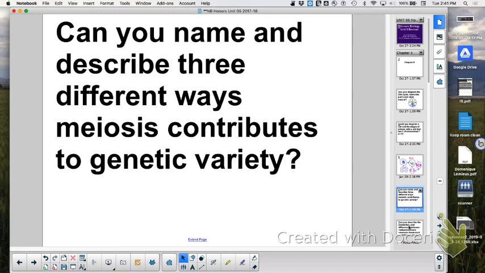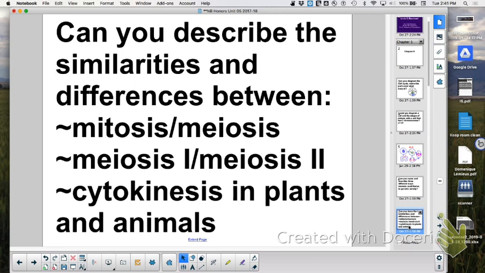All right, good job. Number 7, can you describe the similarities and differences between mitosis and meiosis? Which one makes clones? Which one makes 4 cells? Which one makes 2 cells? Good. Which one is done to a somatic cell? Mitosis. Which one is done when a baby is growing up into a child? Mitosis. What happens in your ovaries and your testes?